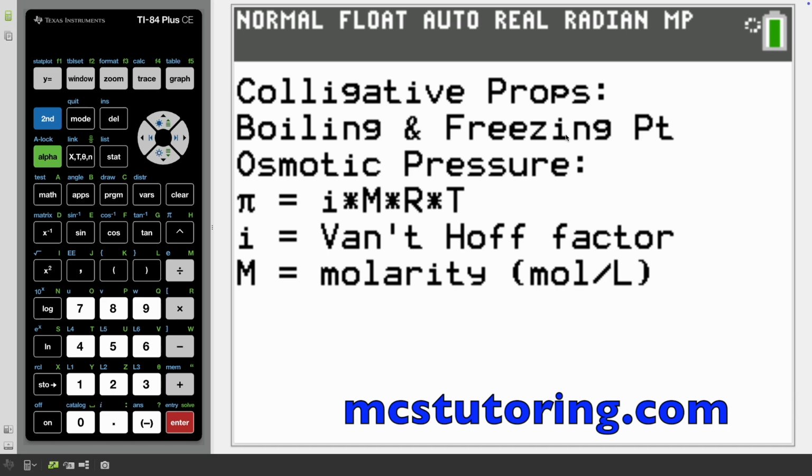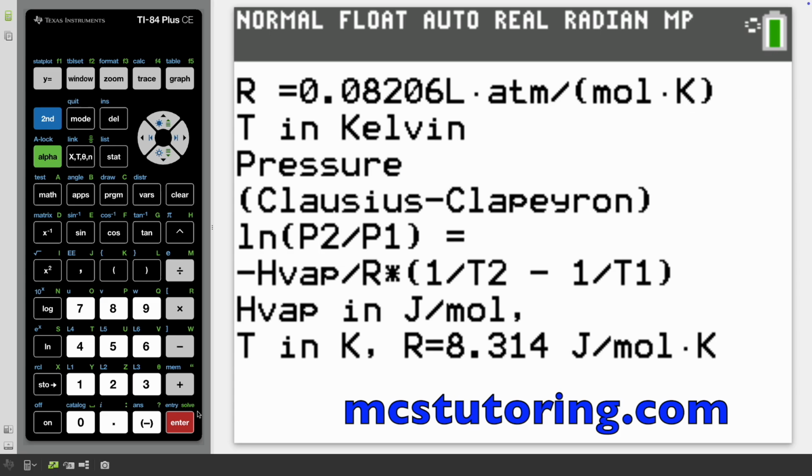Percentage, I think, is M over T times 100. Boiling and freezing point, osmotic pressure. Pi, even though I know you guys think it's 3.14, for this specific application, pi is for pressure. Pi equals I times M times R times T. I is the Van't Hoff factor. M is molarity, again, moles per liter. I was confused a lot when I was your age. I thought it was like molality sometimes, which is a separate thing. R is 0.08206 liters times atmosphere per mole Kelvin. T is in Kelvin.